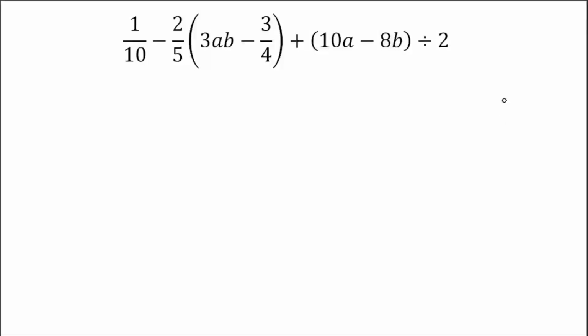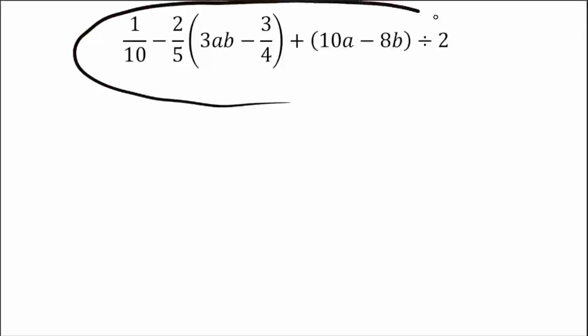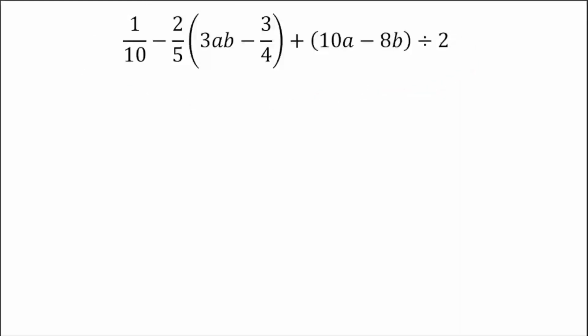Hey guys, this is Master here, and today I'm going to teach you how to not solve, but reduce any algebraic expression such as this one right there. So I'm just going to go over this quickly.